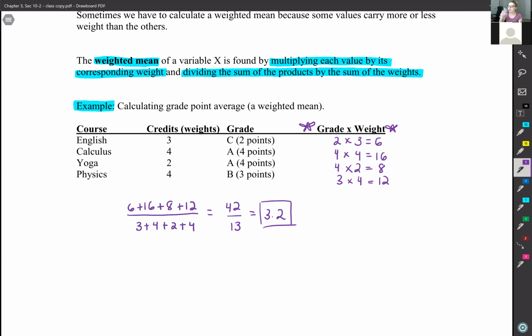Okay, any questions on the weighted mean? Great. Okay.